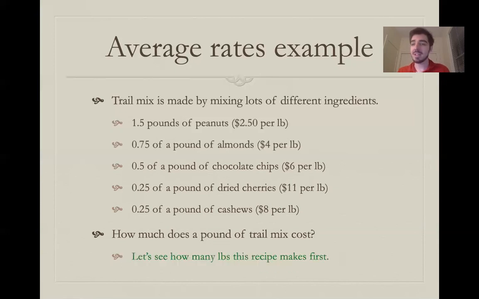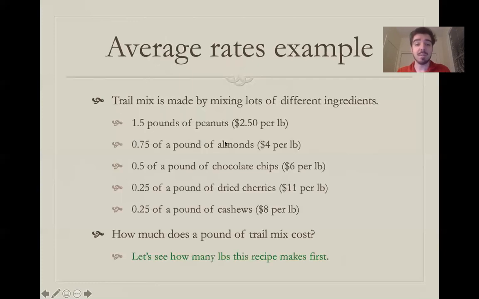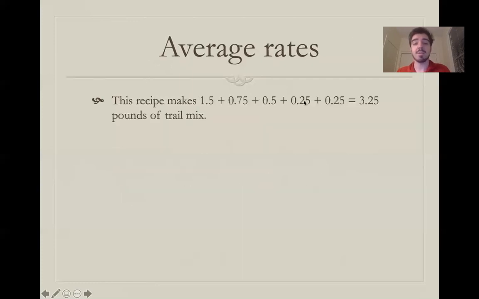So let's take this step by step. First, how many pounds does this recipe make? Well, we're using 1.5 pounds of peanuts, 3/4 pound of almonds, basically adding up all of those different ingredients, how much of each one we were using. When we combine all of that, all of those weights will come together to make 3.25 pounds of trail mix.